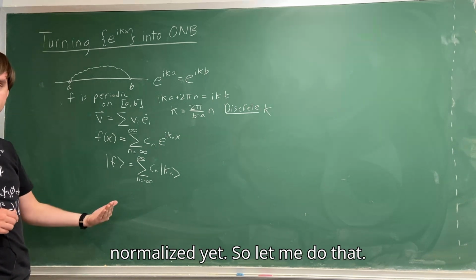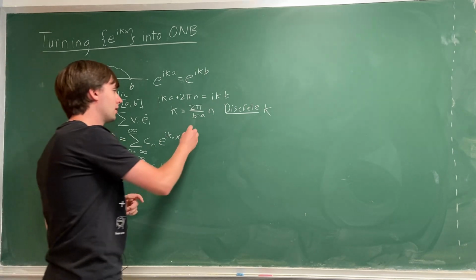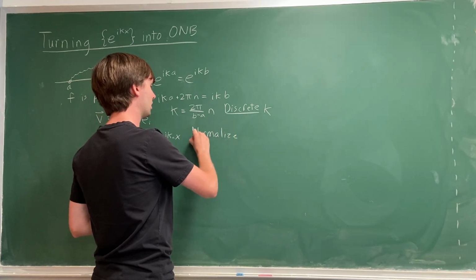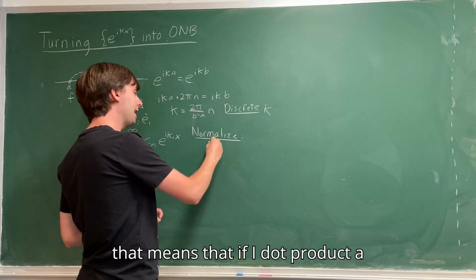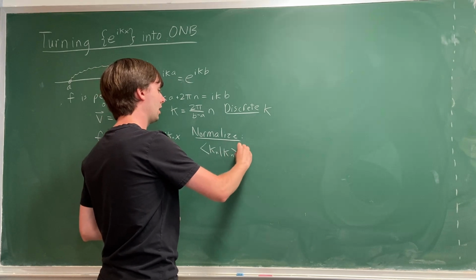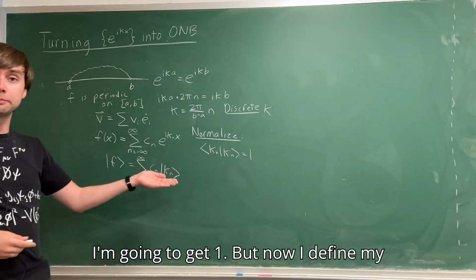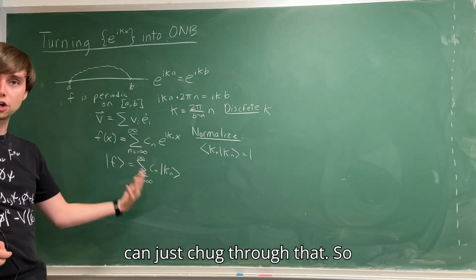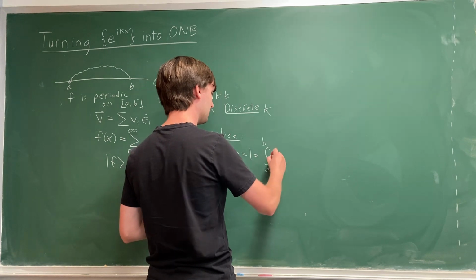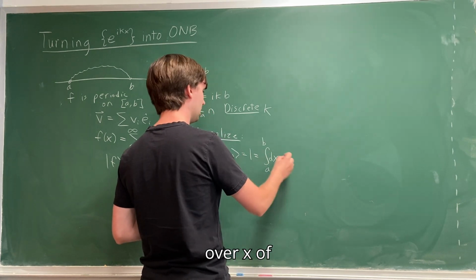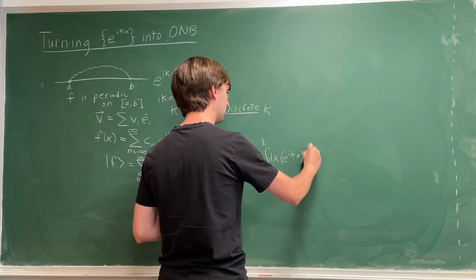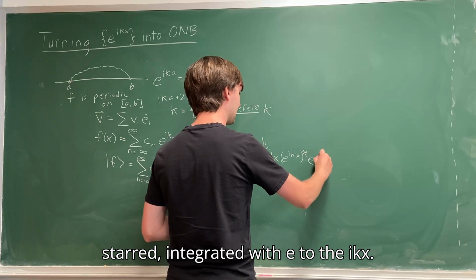And we know that I'm talking about the complex exponentials here. But this isn't normalized yet. So let me do that. If I want to normalize these, that means that if I dot product a k n with itself, I'm going to get 1. But now I define my dot product. This is an integral, and I can just chug through that. So I'm going to integrate from a to b over x of e to the i k x, that's starred, with e to the i k x.